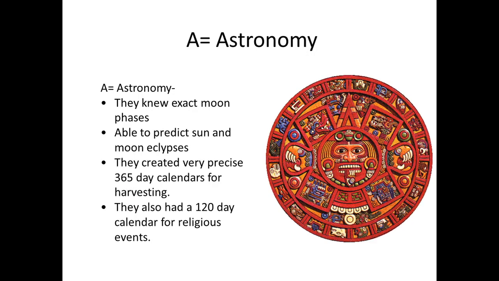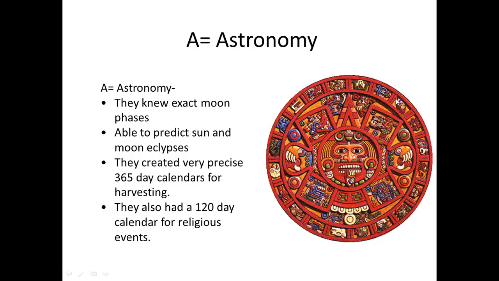Another contribution sa astronomy, they knew the exact moon phases. It means they can predict eclipses, they can predict when will be the full moon, new moon, and walang moon at all. Anong tawag doon? New moon yata pa rin. So, first quarter and second quarter, alam nila yan lahat. Waning gibbous and so on.